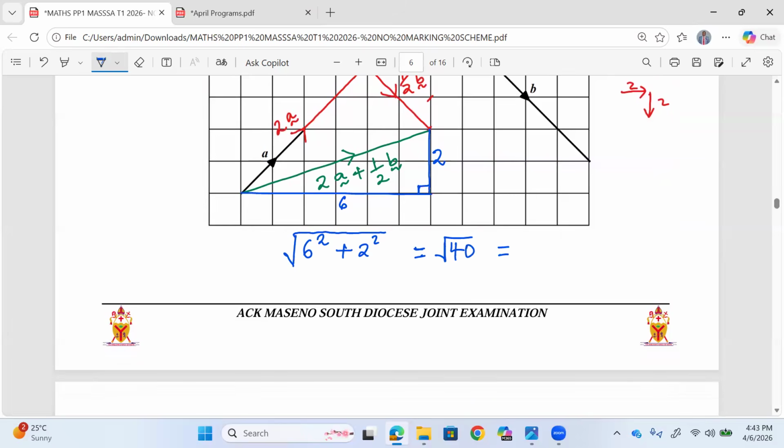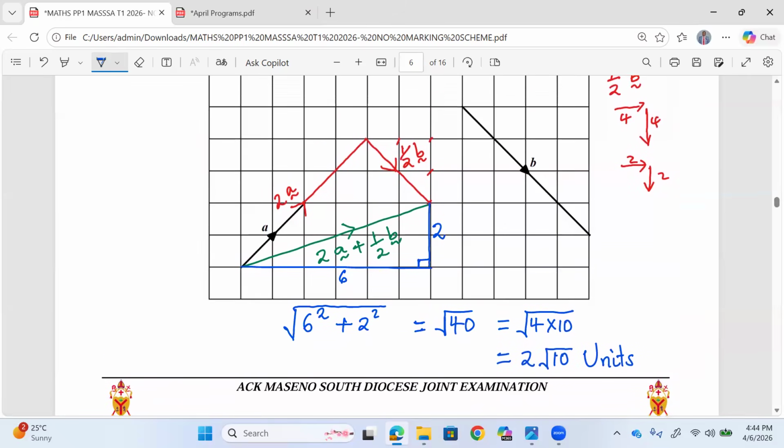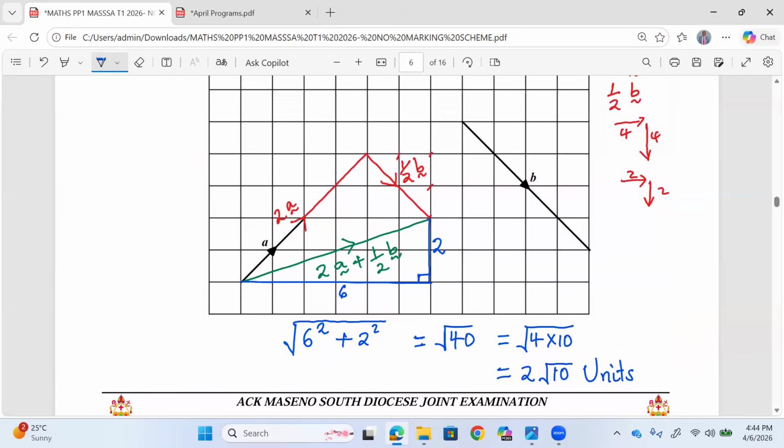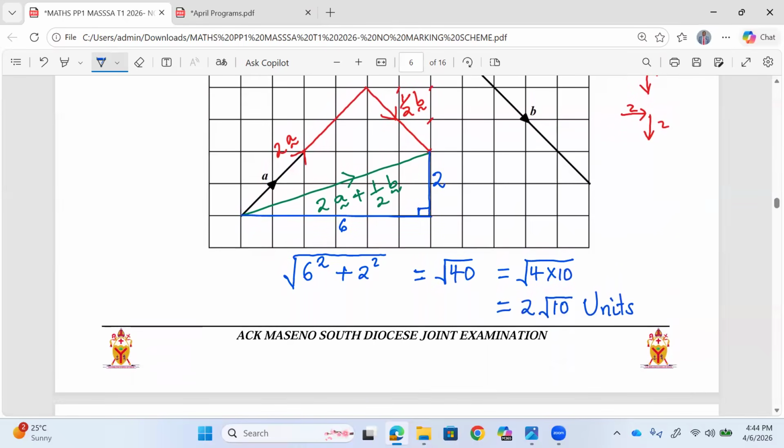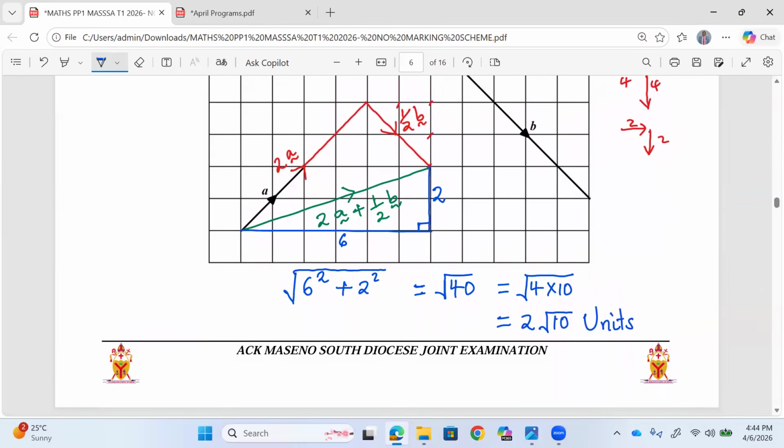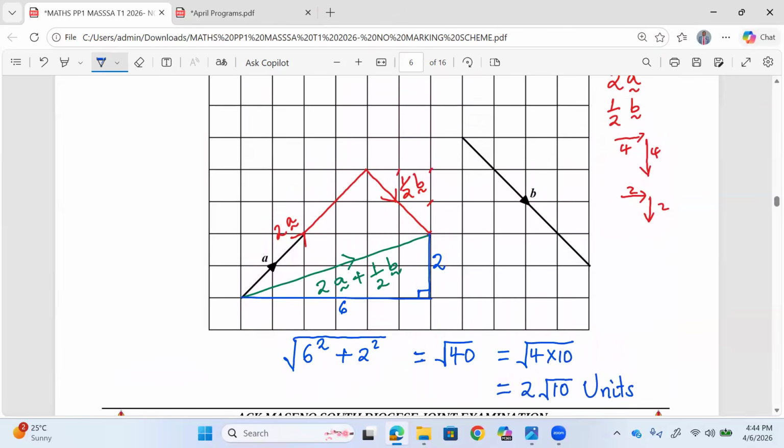So this shall be 4 times 10. The square root of 4 times 10. The square root of 4 is known, but the square root of 10 is not known. So we can write 2 root 10, that is in surds. Can express it in surds. That is the value of the magnitude of vector 2a plus half vector b.